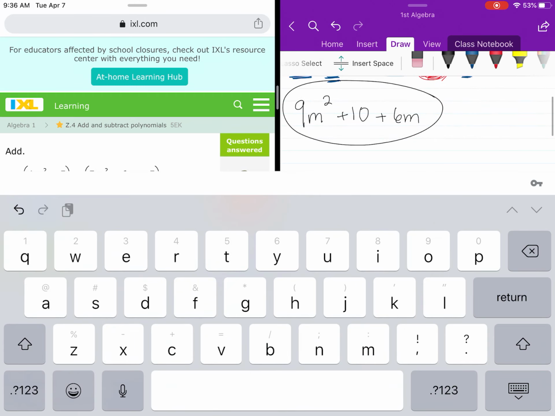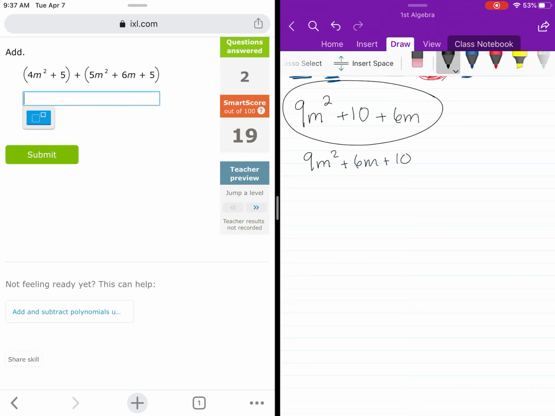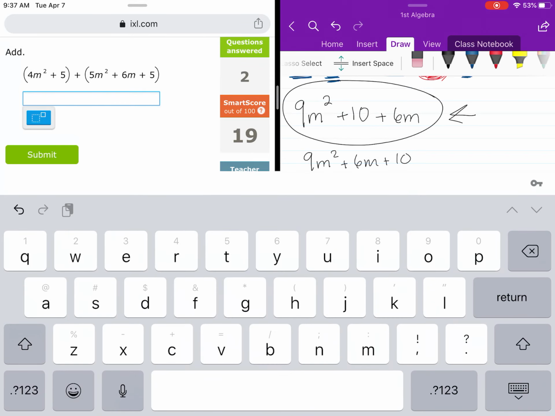Now, I don't know if this will work. It probably will though. But you always want to rewrite them. So I'm going to type it in to see if it works or not. So what you'd want to do normally is rewrite this as 9m squared plus 6m plus 10. You want to go from the highest exponent to the lowest. Exponent of 2, exponent of 1, and then no exponent. Let me try to type it in this way, see if it works. So.